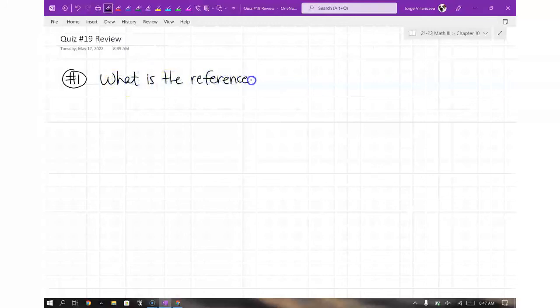All right. So, first question that they're going to be asking you here is, what is the reference angle? So what is the reference angle? Okay. And they're going to give you a picture. So let me draw a picture here.